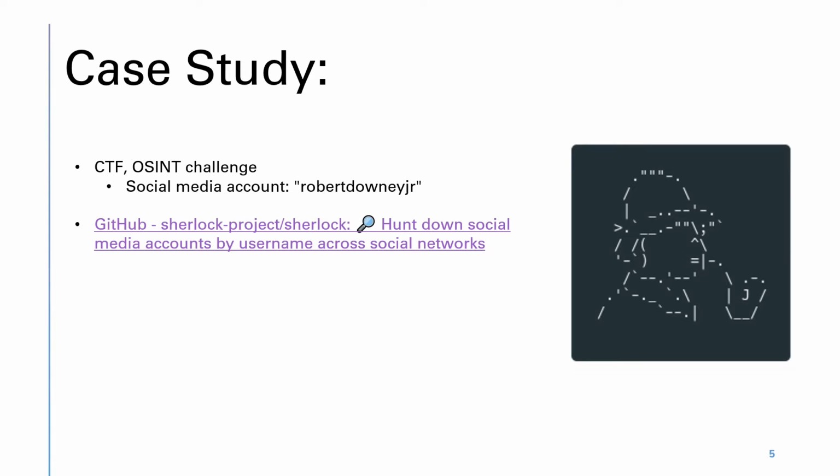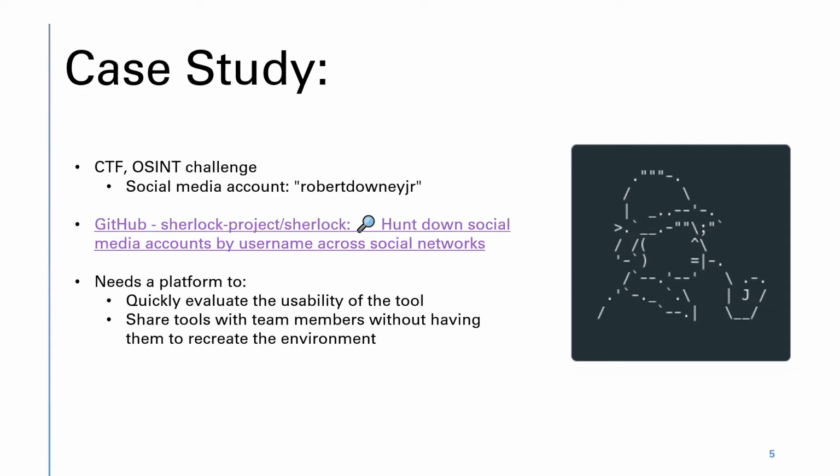Imagine yourself in a game of CTF, and you encounter an OSINT challenge which requires you to leverage on social media to find out more about the specific target given a username, Robert Downey Jr. While searching for a possible way to search for multiple social media at one go, you found a tool on GitHub called Sherlock. However, you may need to set up the tool before being able to run it. Furthermore, your teammates may also want to try out this tool. Hence, they can simply use our platform to test and run Sherlock without having to set up on their end.